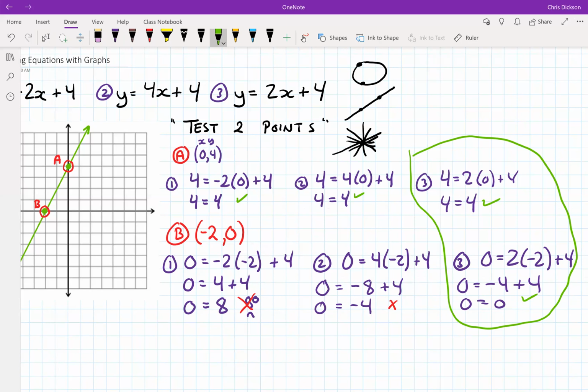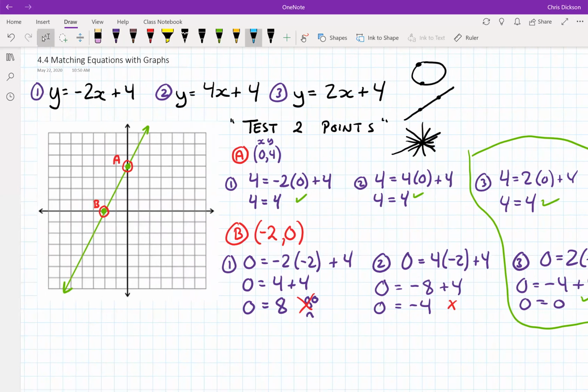So what that means is equation number 3, y equals 2x plus 4, is the line that passes through points A and B, the only one of the ones given. So now you can imagine if I rearrange the equation into that other form where it's like 2x plus y plus a number, that might be harder for you to see.